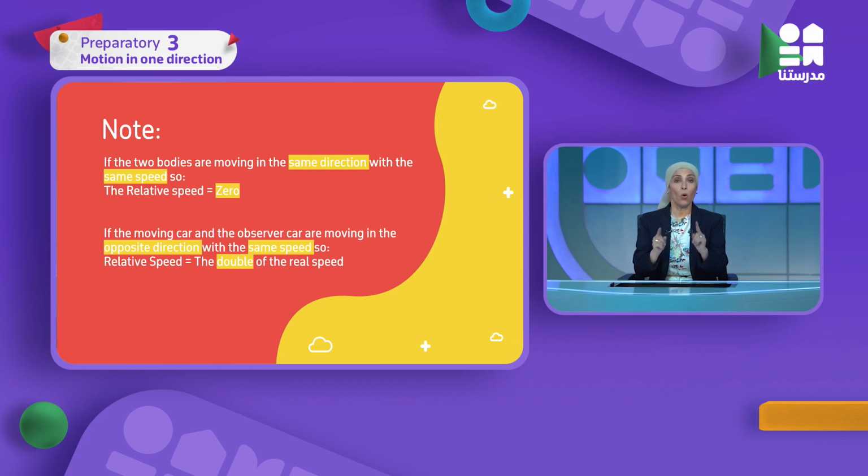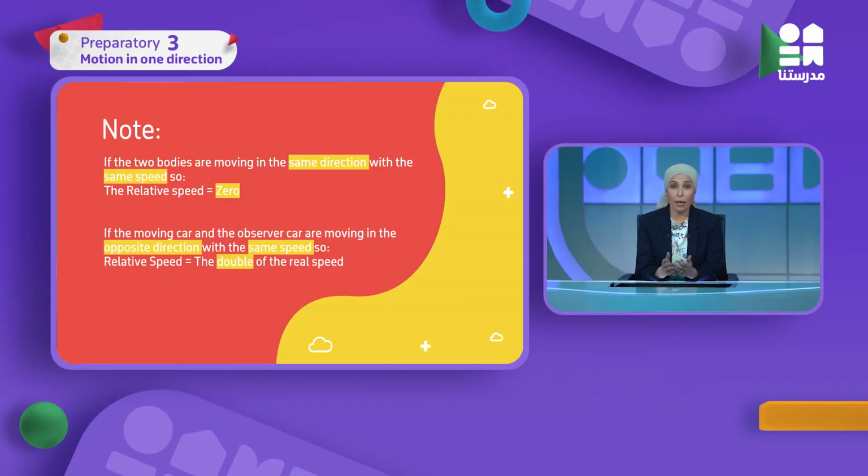Opposite direction with the same speed, for example one with 100 kilometers and the other with 100 kilometers, but they are in opposite directions. So the relative speed here is what? It is double the real speed. So in this kind of question, don't say I don't have numbers to calculate it. No, because if they are moving in the opposite direction with the same speed, anyway, the relative speed will be double the speed. So write this: the relative speed will be double, without mentioning a number.